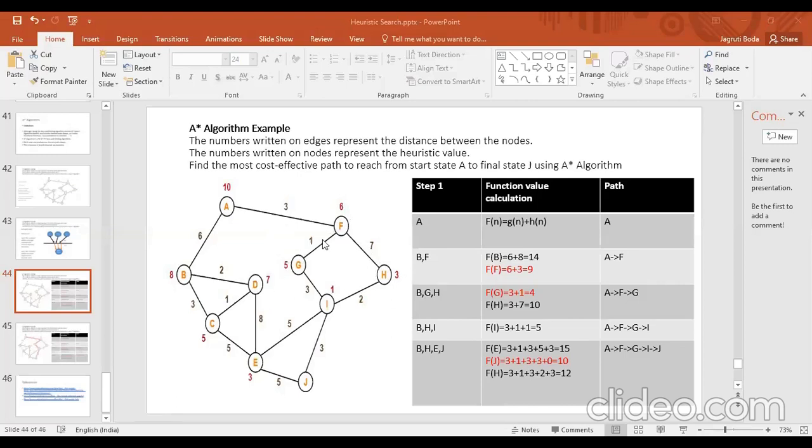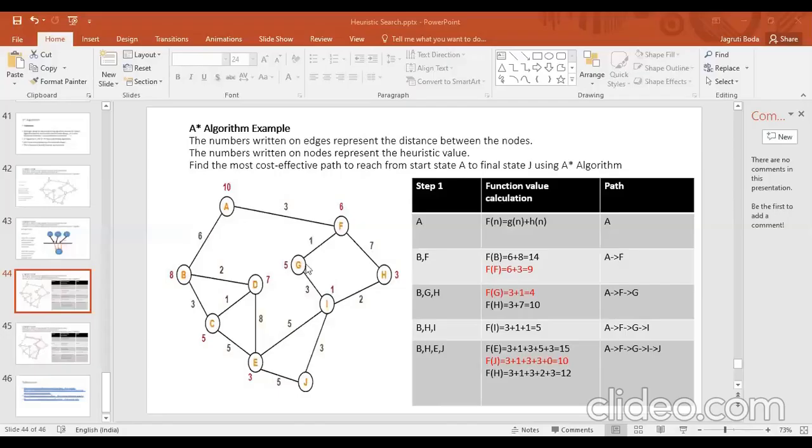Now we have to calculate the function value of G and H. So here in second column you see f of G. So what is f of G? So here starting with the A node, you have to add 3 plus 1 is equal to 4, right? And f of H, so 3 plus 7 is equal to 10. So which is minimum? So G has the minimum cost, that is 4. So I add into path.